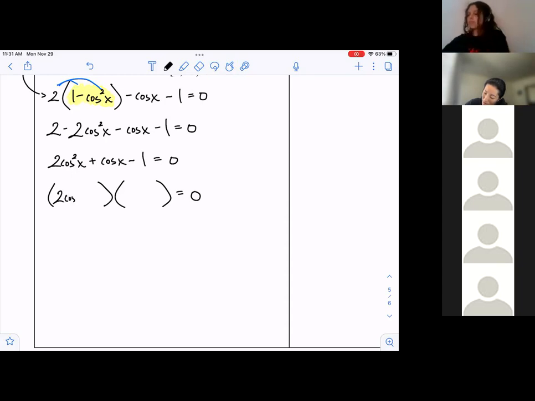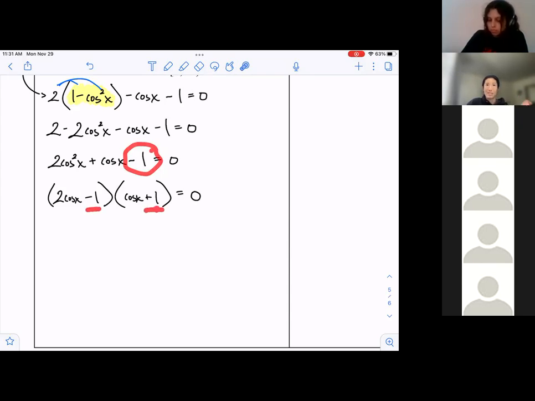Two cosine x minus 1 and cosine x plus 1. And just to highlight another strategy, last time Ellie shared, oh, if the last number is positive, then both the signs have to be the same. But in this case, it's a negative 1. And so we're going to have opposite signs. Like one of them is going to be positive, one's going to be negative. We just have to figure out which one is which. Okay.